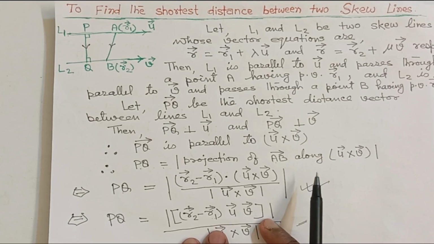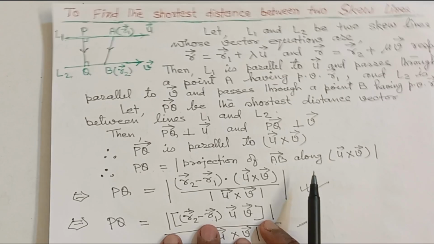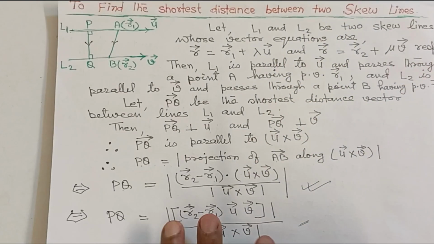And next is the shortest distance between two skew lines in Cartesian form.